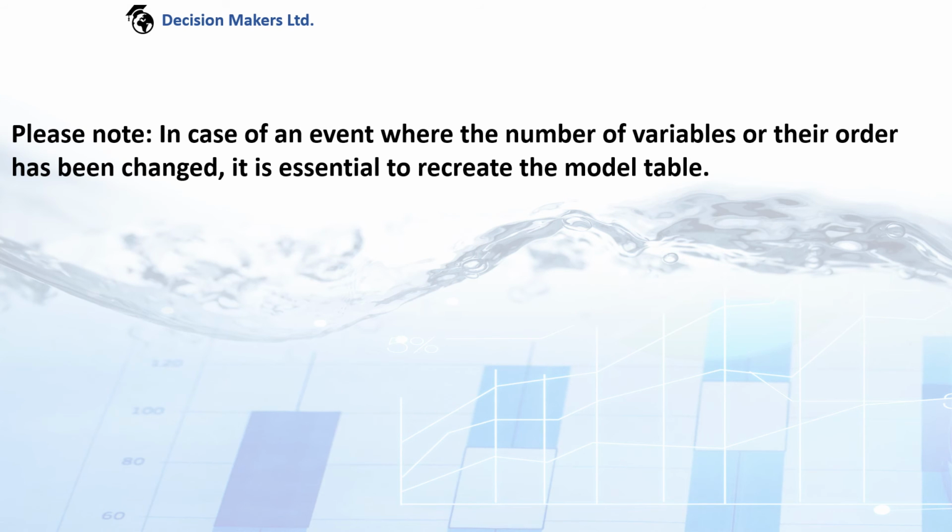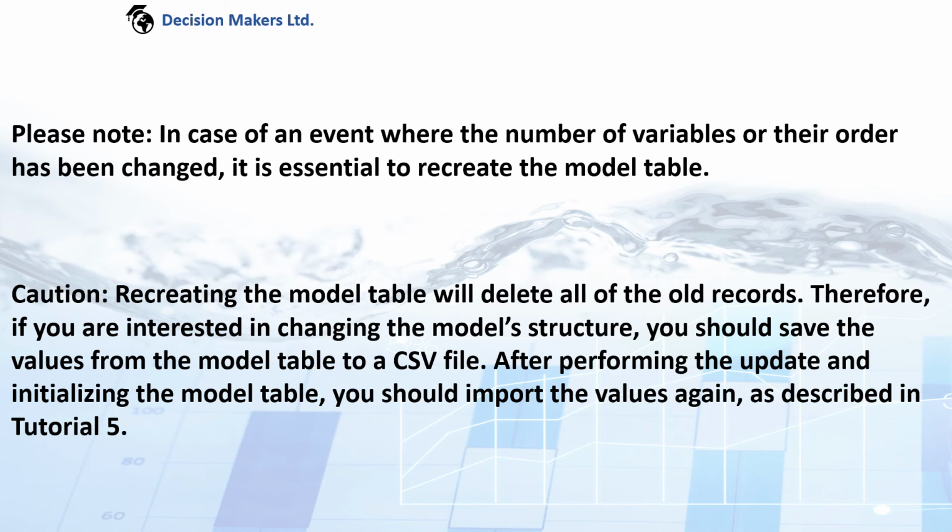Please note, in case of an event where the number of variables or their order has been changed, it is essential to recreate the model table. Recreating the model table is explained in Tutorial 20, Setup Parameters. Caution: recreating the model table will delete all of the old records. Therefore, if you are interested in changing the model structure, you should save the values from the model table to a CSV file. After performing the update and initializing the model table, you should import the values again, as described in Tutorial 5.